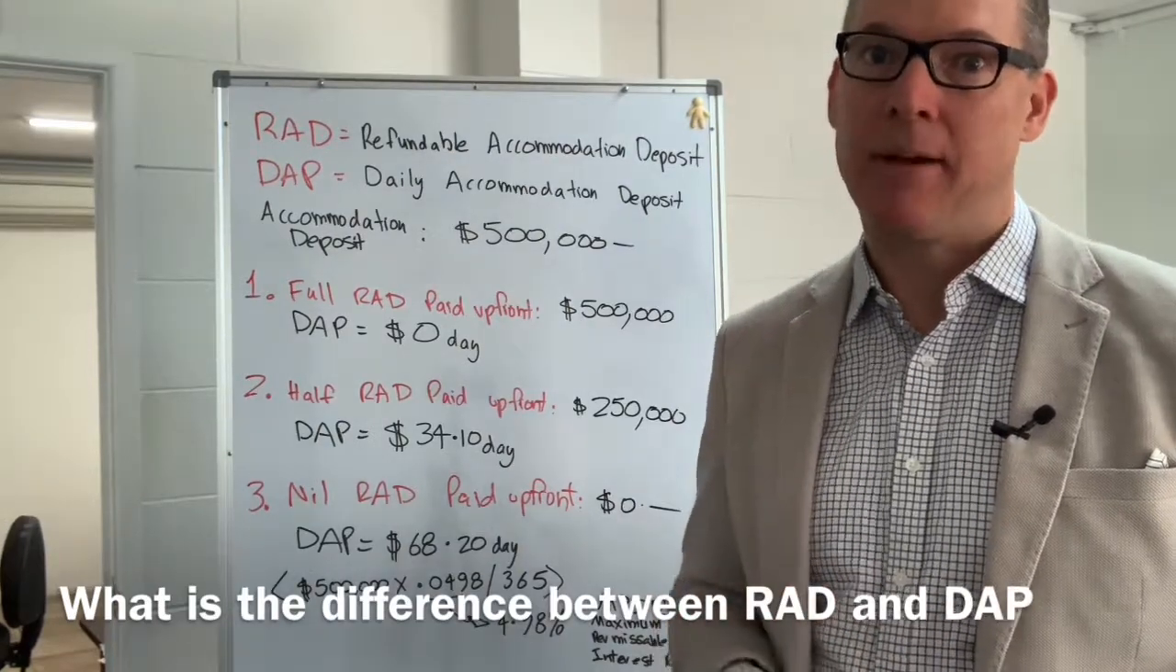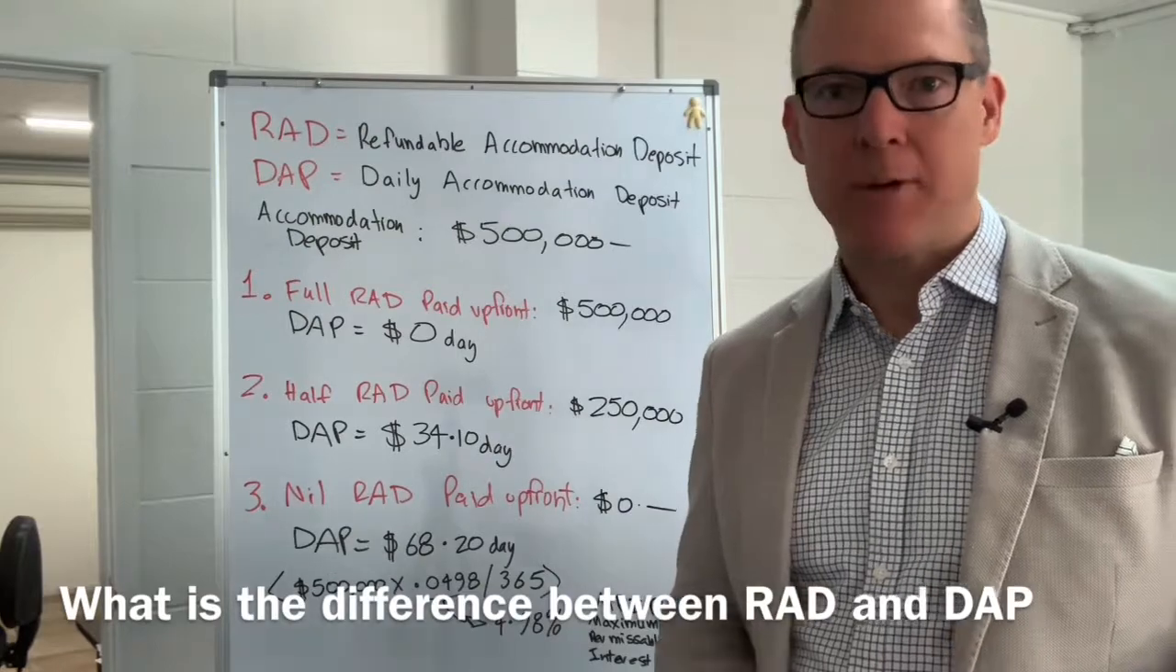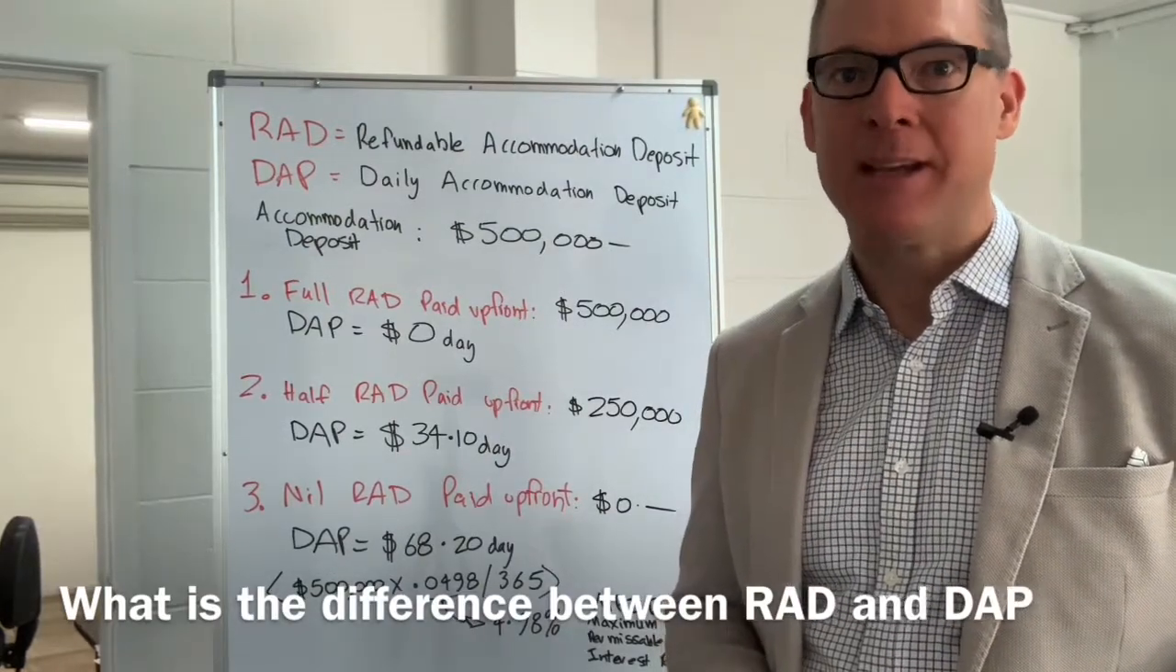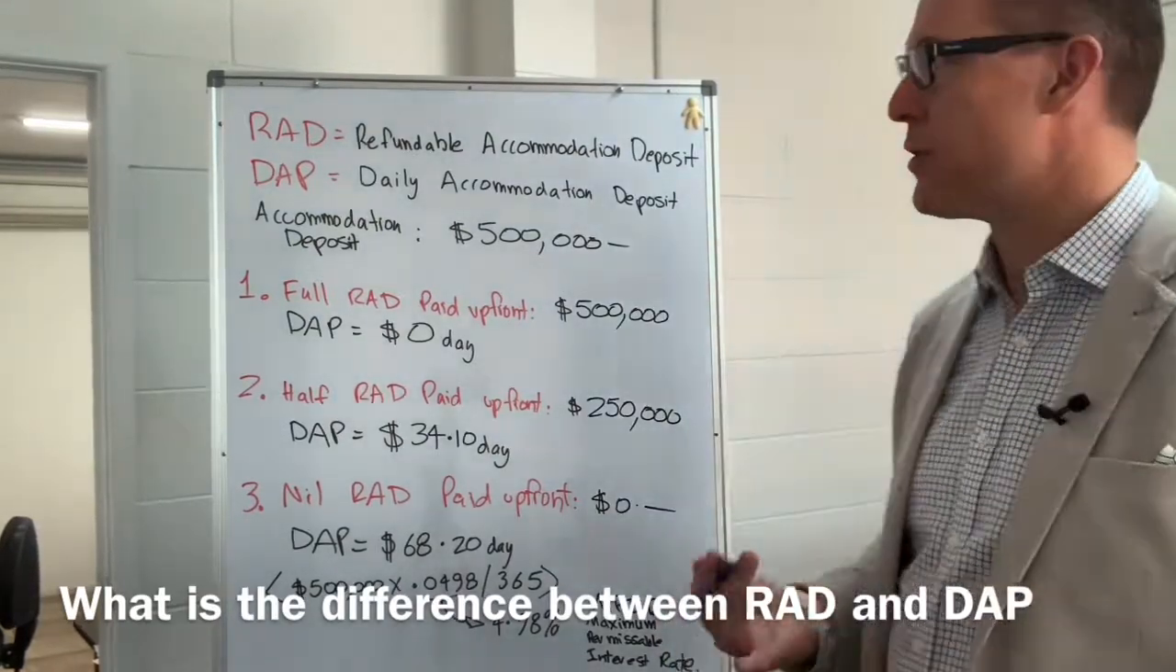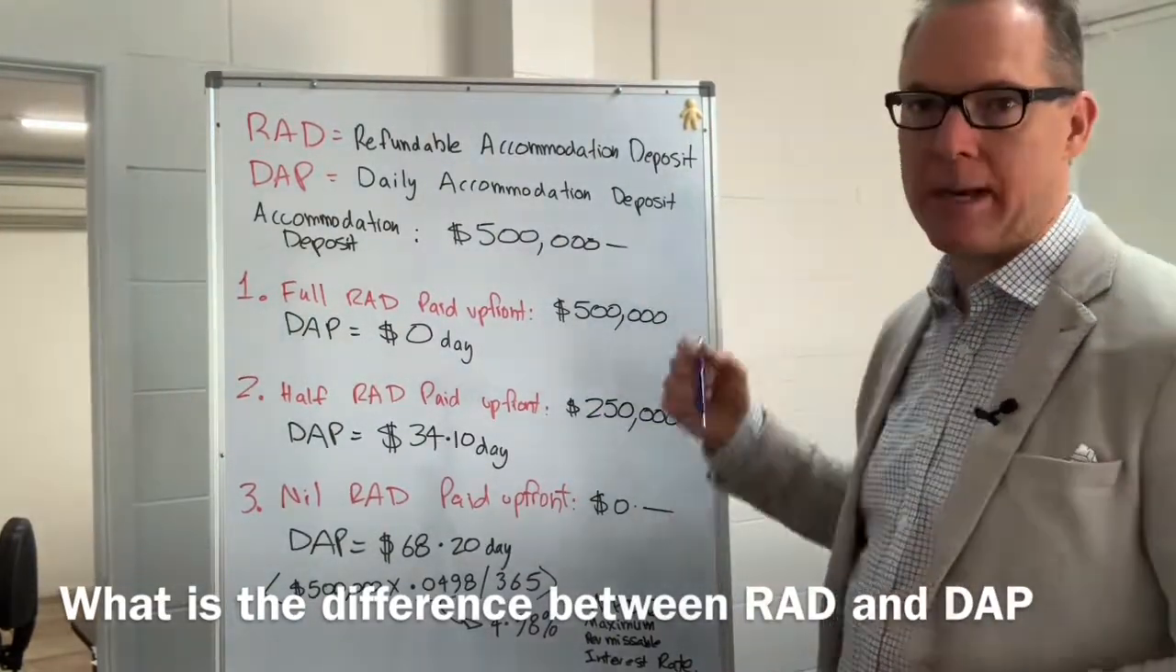We're going to briefly explain the difference between a RAD and a DAP when it relates to the aged care sector in Australia. There's lots of acronyms used in the aged care sector for some reason, but today we're going to explain these two. The first one being the RAD, that stands for Refundable Accommodation Deposit.